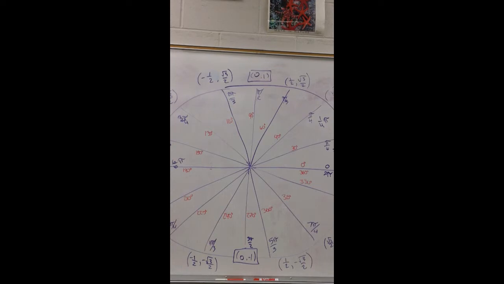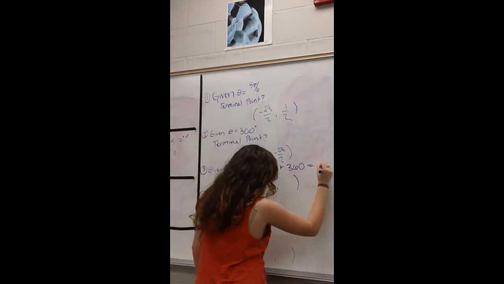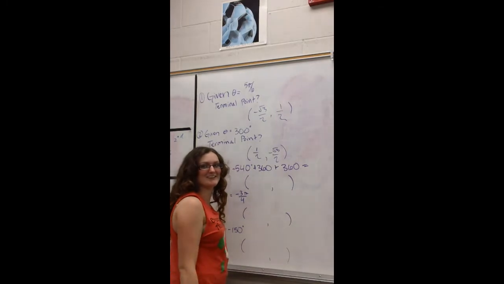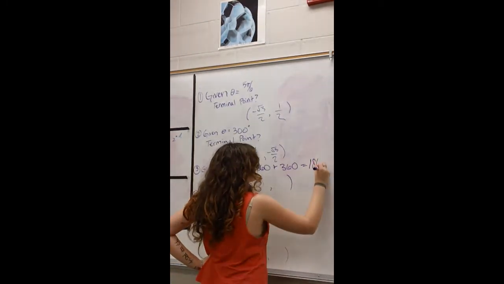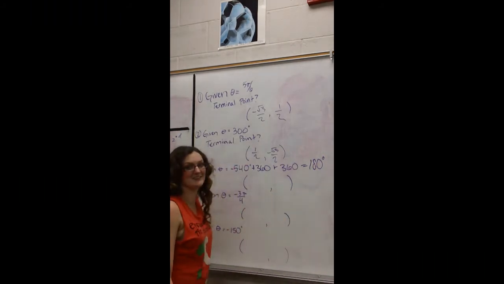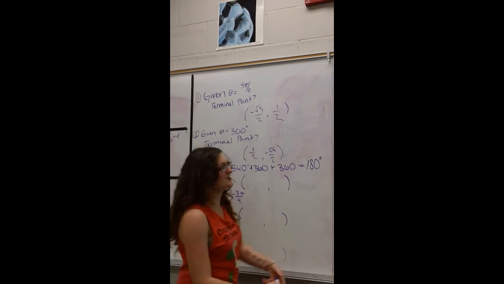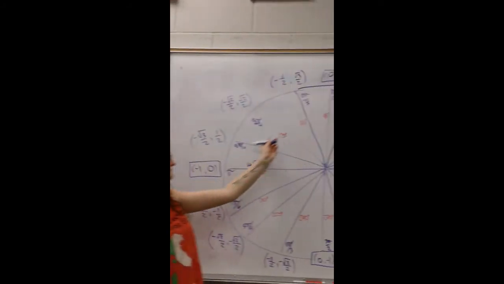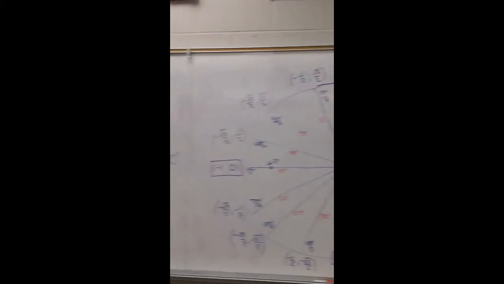And adding 360 once is not enough. So you have to add it twice, which will give you what is it? 180. Okay. And that is on the unit circle. And so you follow it to 180, which is right here. And this is your coordinate point.